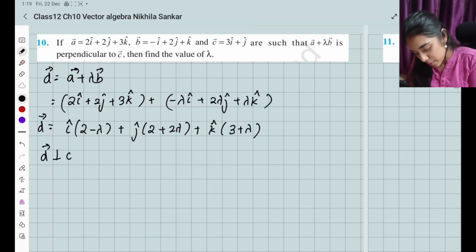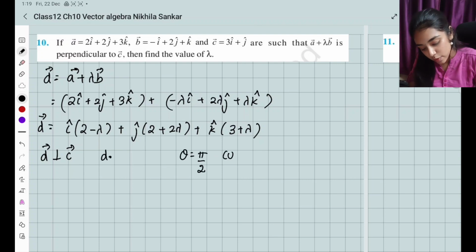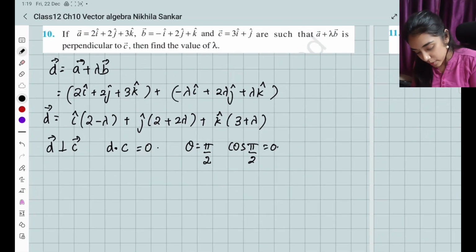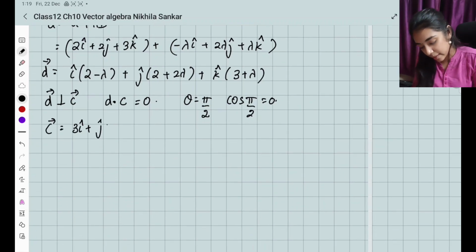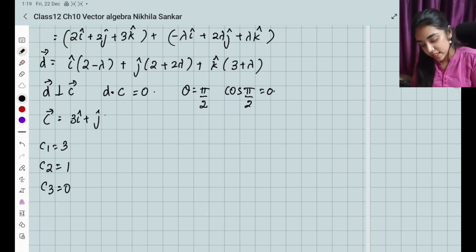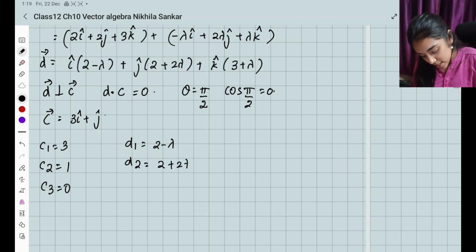அப்ப D is perpendicular to c na, I know that theta equals pi divided by 2, which means cos pi by 2 equals 0. So, I have D dot C should be 0. So, dot product na 0 na equate panni kandupidikka poren. Now, what is my C from the question? C is going to be 3i cap plus j cap. Now, from this I have C1 equals 3 and C2 equals 1. C3 equals 0. C3 illa. Inime D1 enna theriyum? 2 minus lambda. D2 equals 2 plus 2 lambda. And D3 equals 3 plus lambda.